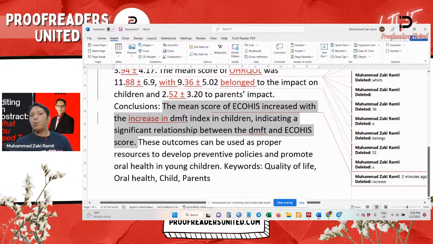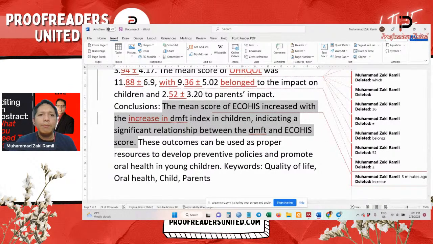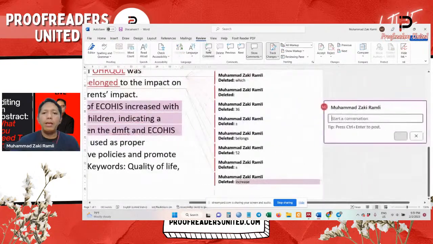time to digest the meaning behind the conclusion, or the concluding remark arranged in a sentence like this. Okay, a significant relationship between the DMFT and EcoHiscom. Okay, so in that case, I'll just put my comment over here.